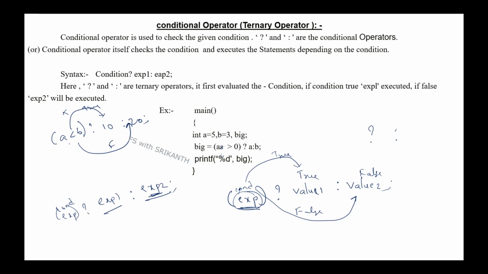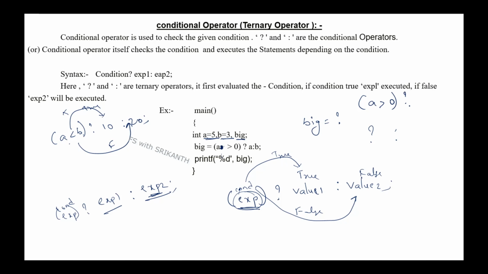Just observe, this program has a small change. Actually, I made the mistake on purpose, because some of the students just take a screenshot and copy the value, so I want to confuse those people. In the main method, I take two variables, a value 5 and b value 3, and one more variable, big. The condition is big equals what expression? a greater than 0.